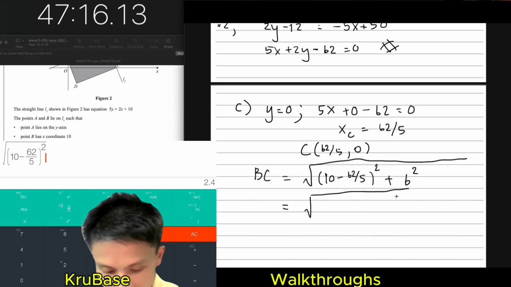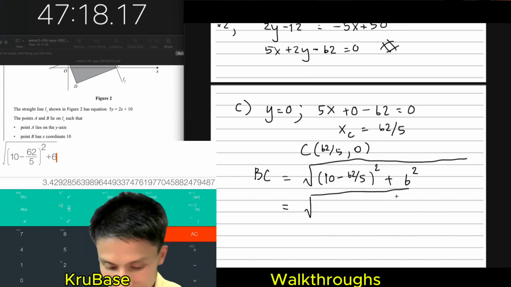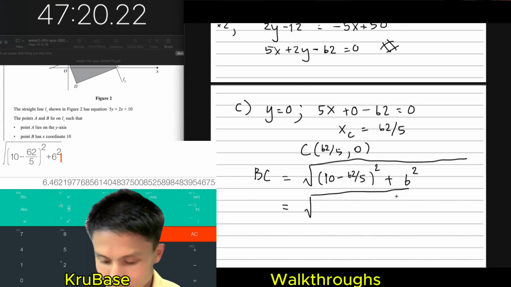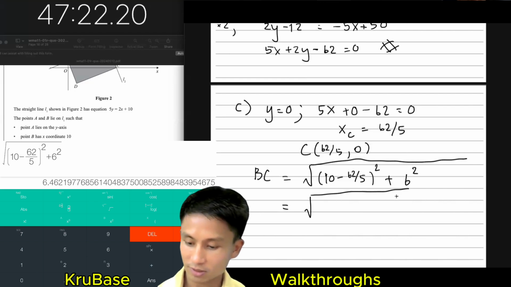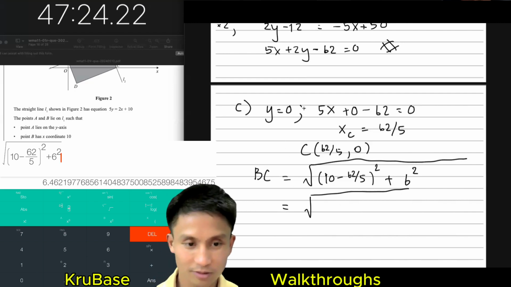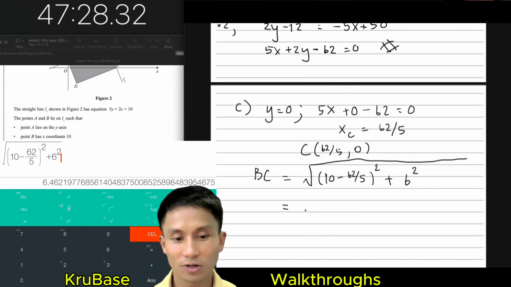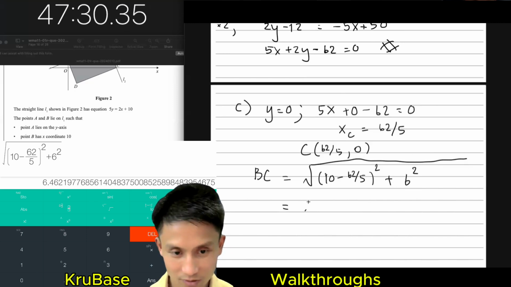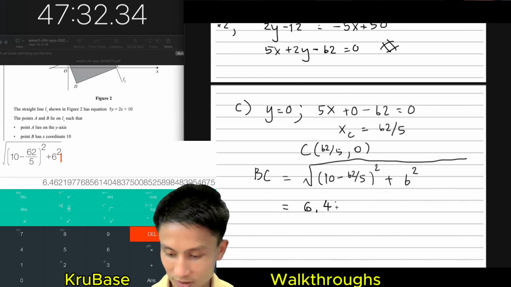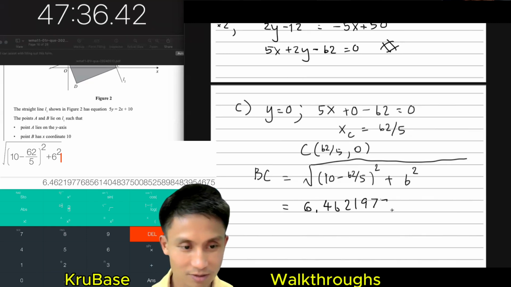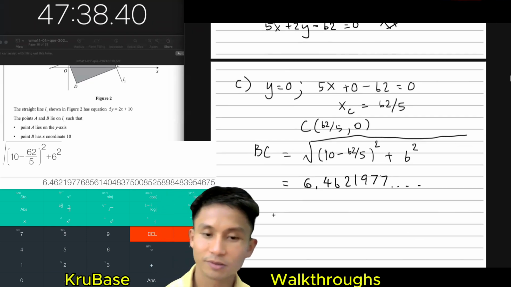Brackets, I square this brackets, and then plus 6 to the 2. Ooh, that's a horrible number, but we're going to take it because we don't need to do exact. So that's 6.4621 77977 and so on, whatever.